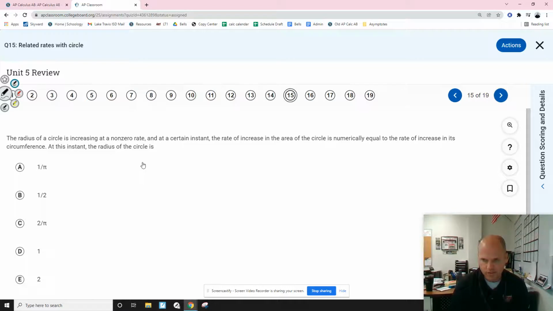You had a question like this. The question you're seeing on your test is more like the question that you had on your quiz, where I said the rate of increase of the area is equivalent to twice the increase of the circumference. Here, we're told the rate of increase of the area of the circle is equal to the increase of the circumference. This is when we've got our two formulas at play.